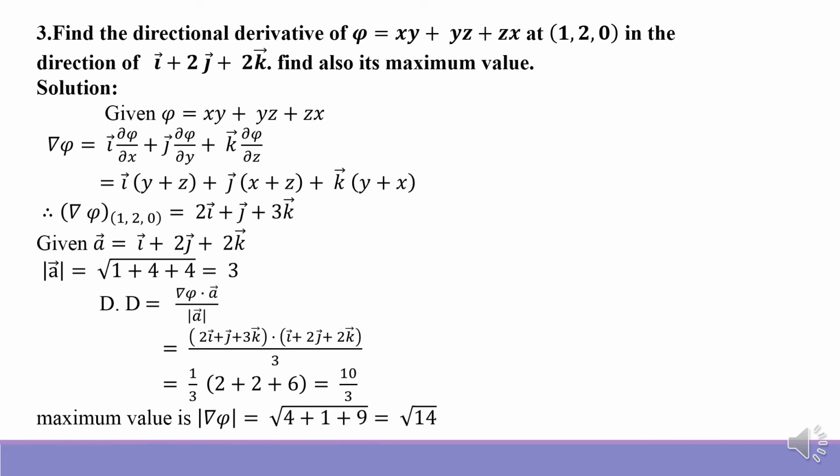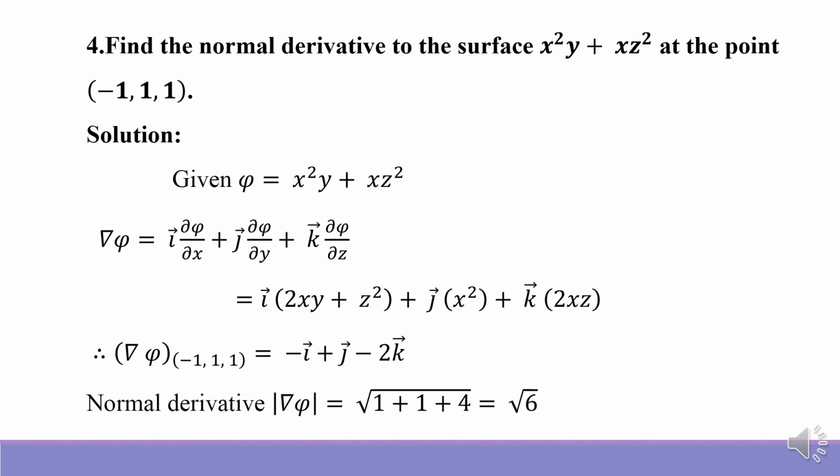Find also its maximum value, which means to find modulus of del phi. Here, del phi at the point is 2i vector plus j vector plus 3k vector. Modulus of del phi equals root of 2 square plus 1 square plus 3 square, that is root 14.